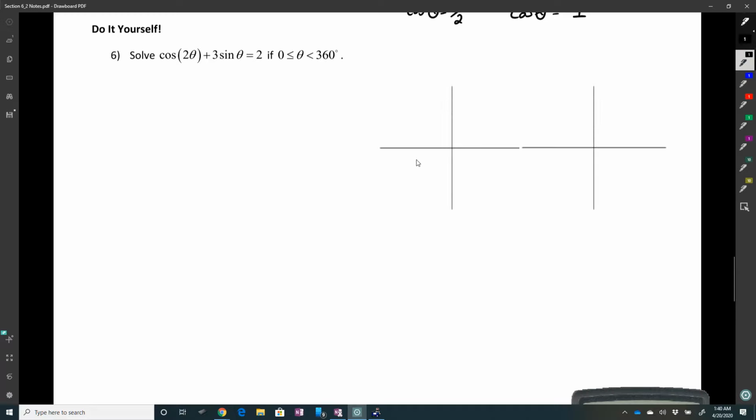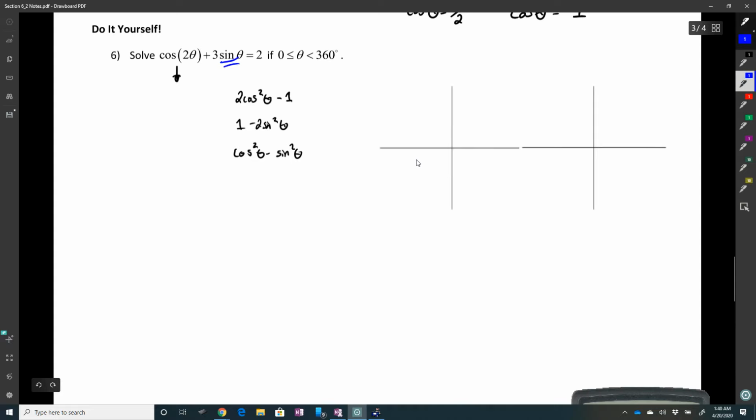So for this first one, the thing we got to change first is that cosine of 2 theta. Now there's three different formulas for cosine of 2 theta. Remember that there's 2 cosine squared theta minus 1, there's 1 minus 2 sine squared theta, and there's cosine squared theta minus sine squared theta. And so the question is, which one do we use?